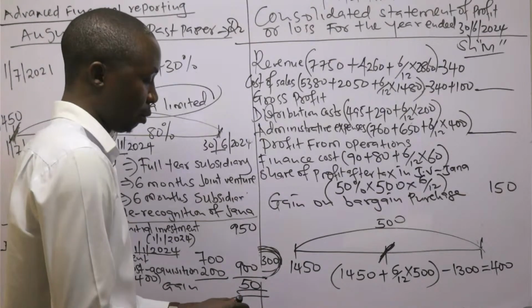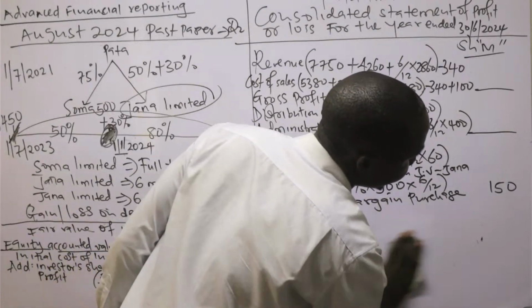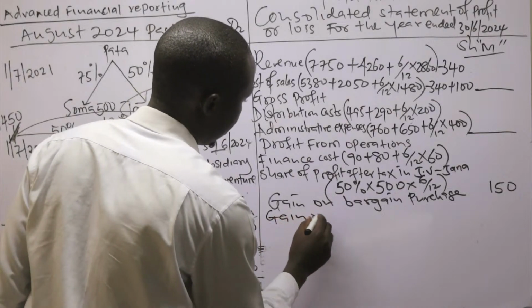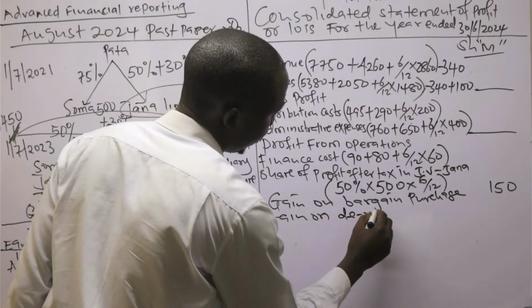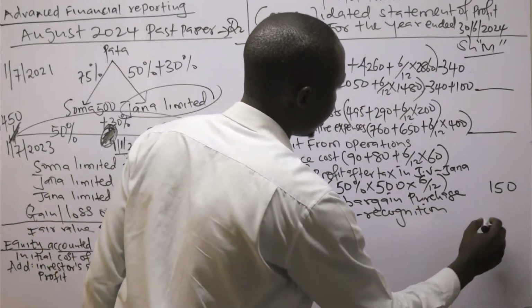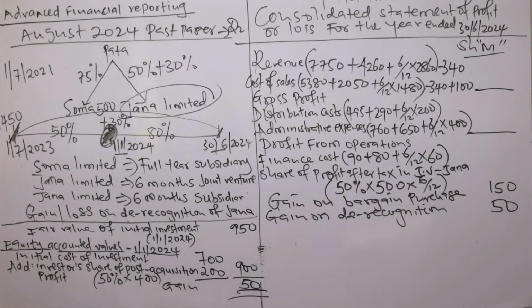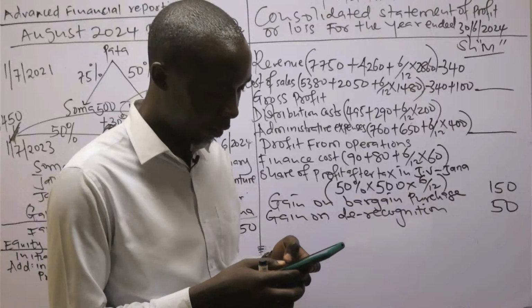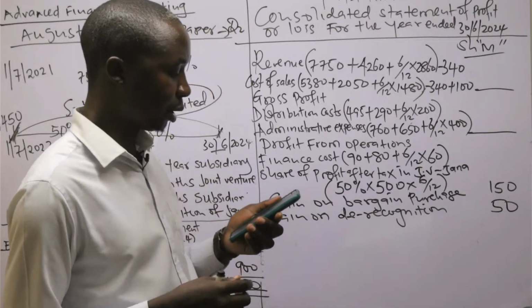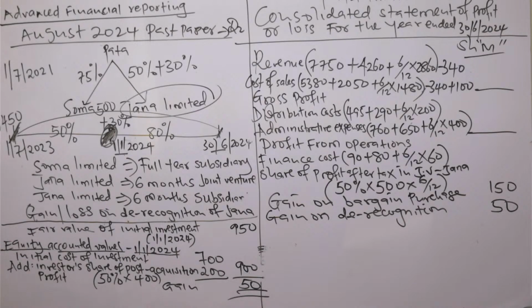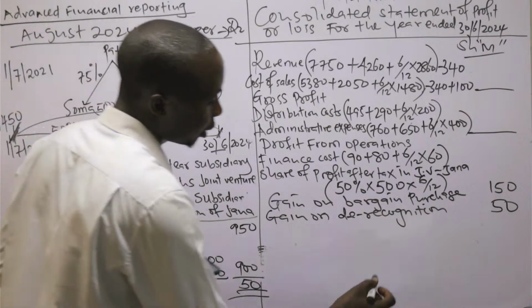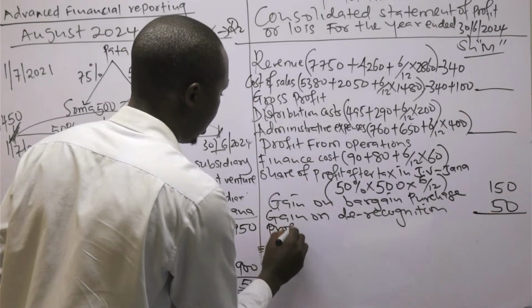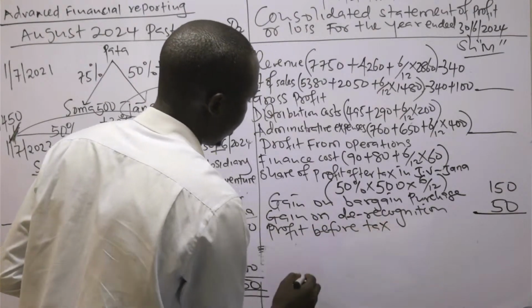So you come here and say, we have a gain on the recognition, which is 50, or we can call it fair value gain on the investment. So after that, now I can say that we have a profit before tax, so that we deduct tax. So what I will get here is the profit before tax, so that we deduct income tax.